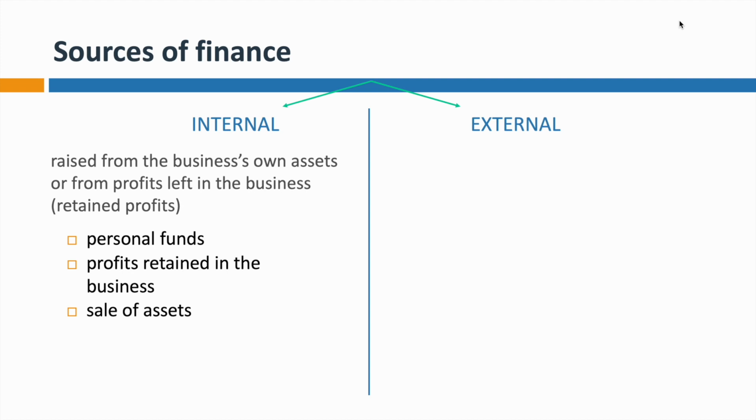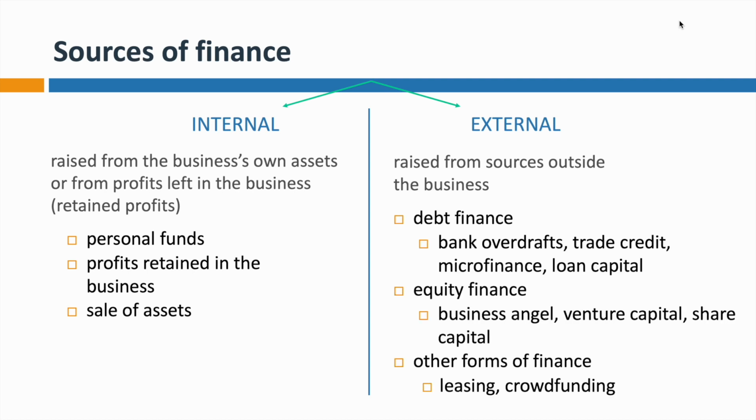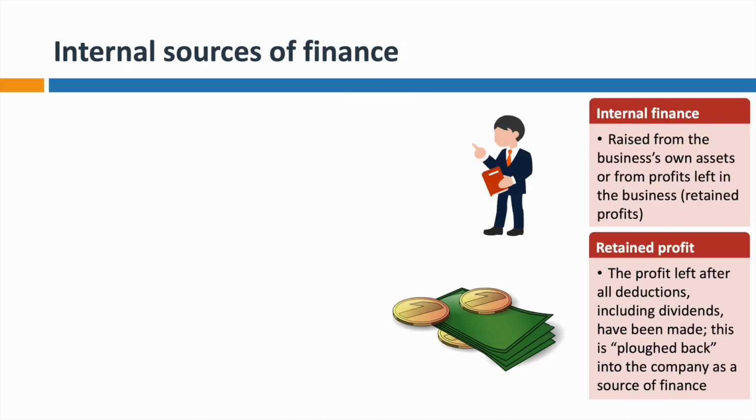The external finance is raised from sources outside of the business. And here we distinguish between three types: debt finance, equity finance, and other forms of finance. We'll talk more in detail about the external sources of finance later on in a different video. Right now, we're going to have a look at the internal sources of finance, which, as we said, are raised from the business's own assets or from the owner's assets or from profits left in the business.